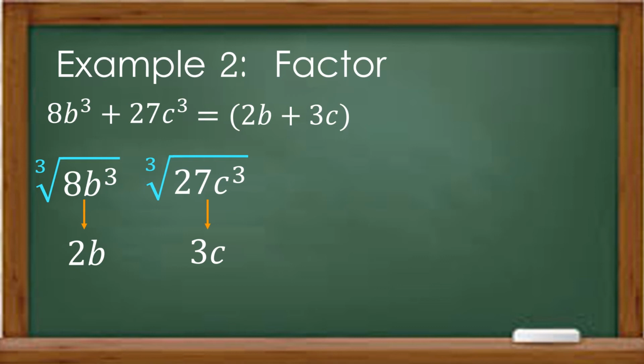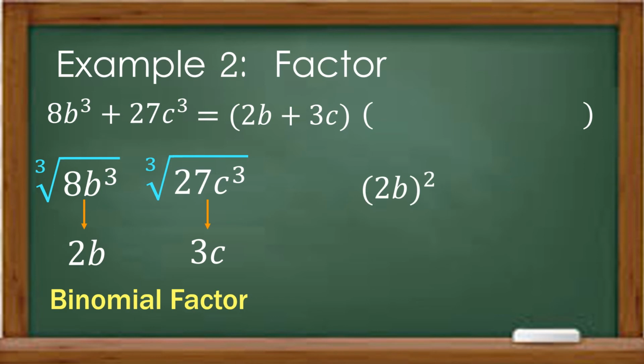Since we are factoring a sum of two cubes, the binomial factor is also a sum. So we have there our binomial factor. Now to get the trinomial factor, we square the first term of the binomial factor, which is 2b. So that will be 2b squared, to get the first term of the trinomial factor, which is 4b squared.